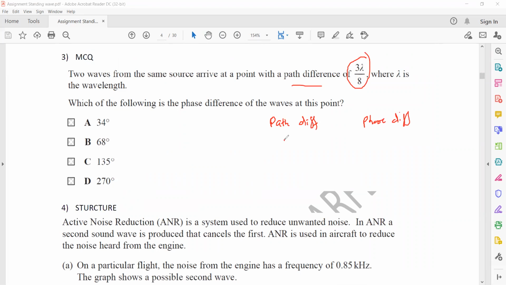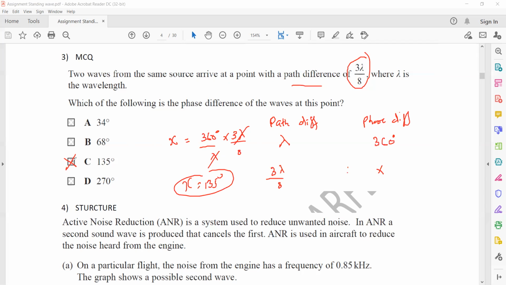So when the path difference is lambda, the phase difference will be 360 degrees or 2 pi radian. Now the path difference is 3 lambda by 8. So the phase difference is x. We cross multiply. So x will be equal to 360 multiplied by 3 lambda by 8 and divided by lambda. So lambda will cancel with lambda. When we find 3 by 8 of 360, that will come out as 135 degrees. So C will be the phase difference between the two waves. Is it clear?